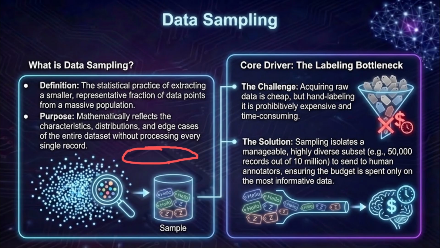Deep learning is not cheap, right? It requires heavy computation, and if you want to train on a 10 million or 1 million data set, it costs a lot. Acquiring raw data is cheap, but hand labeling it is prohibitively expensive and time consuming. So sampling isolates a manageable, highly diverse subset to send to human annotators, which ensures the budget is spent only on the most informative data.